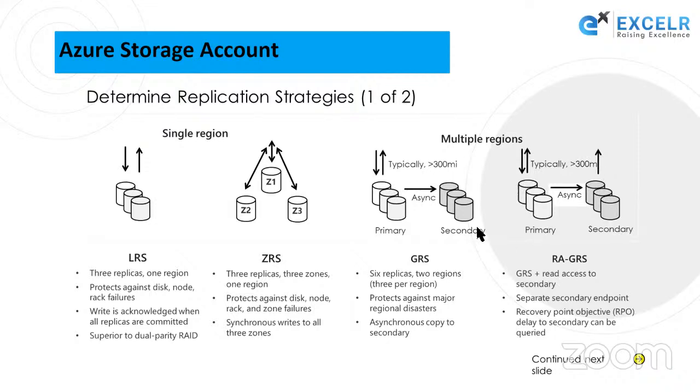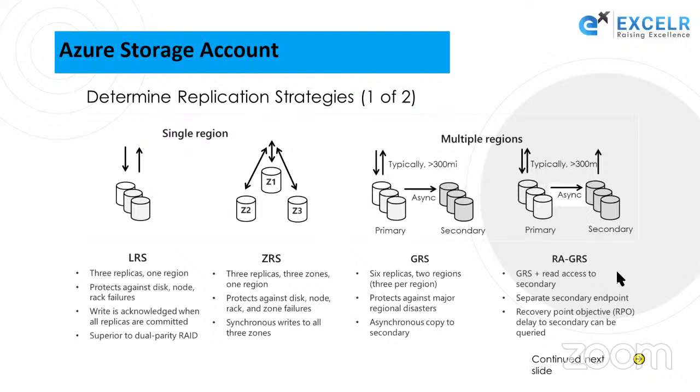Whenever you want to access your data, you get an endpoint, and that endpoint is going to give you access to that. In a GRS, whenever you want to access your data, you are diverted to the primary data center, and that's it. But when you have RAGRS, you can go and do a read of the secondary data center as well.